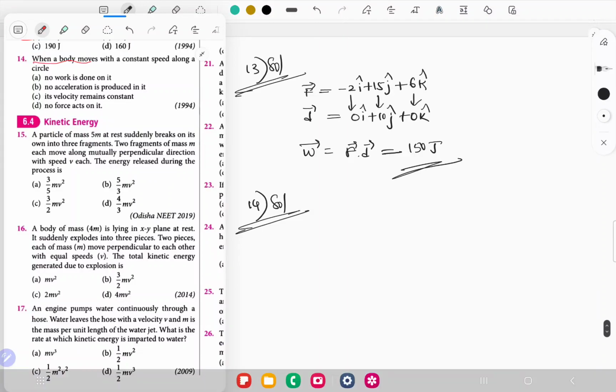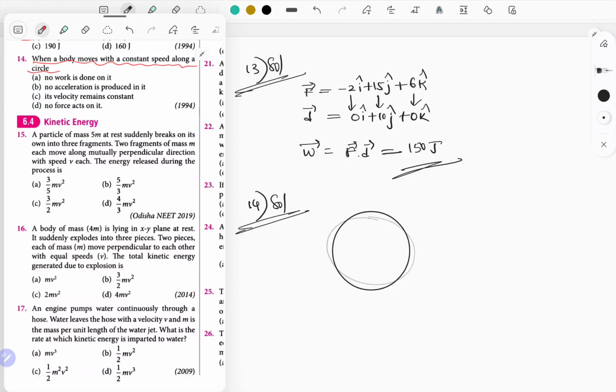When a body moves with a constant speed along a circle, in the sense, what kind of motion is that? Speed is constant. It is a uniform circular motion. In uniform circular motion, tangential acceleration is equal to 0, right? Then which acceleration is present? Centripetal acceleration. This centripetal acceleration is perpendicular to the motion of the particle, right?